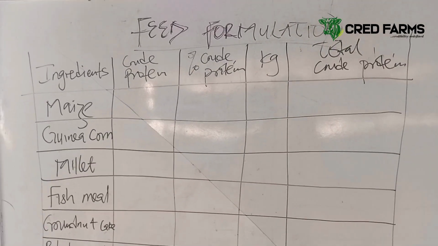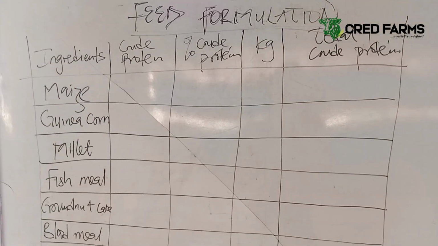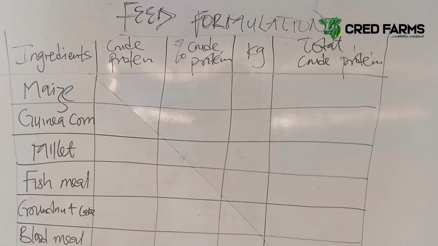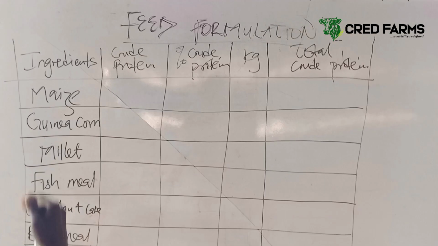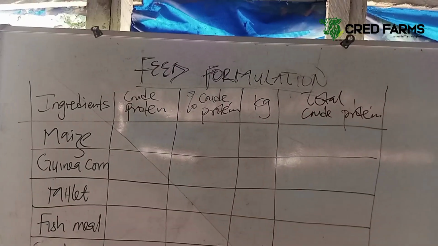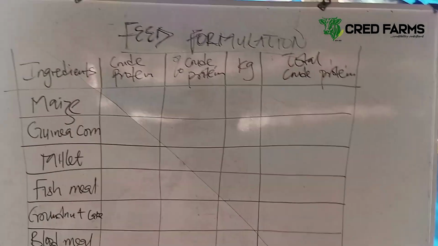Now, in this trial and error method, we try to manipulate the measure of each of these feed materials. From here you see the feed materials. We try to manipulate it in a way that would arrive at a balance, an equilibrium, right?